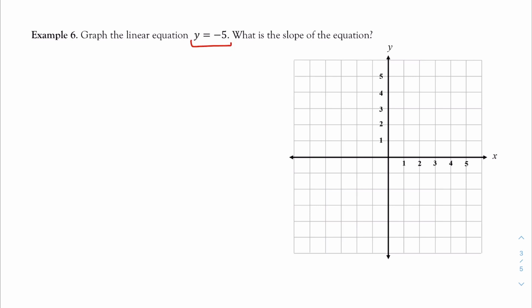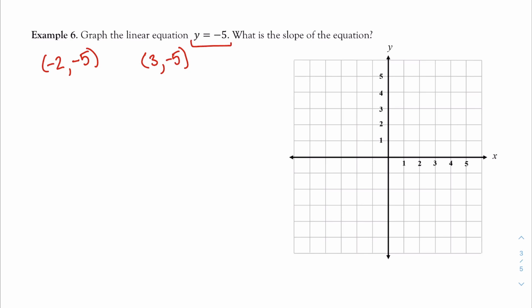So I can choose 2 random x values. Let's say I'm just going to choose, I don't know, negative 2, and let's do 3 for my x values. Well, again, I said no matter what, based off this equation, my y value is always negative 5. There's no question about that. So just from this here, I have 2 points already. So let's go ahead and graph this line.